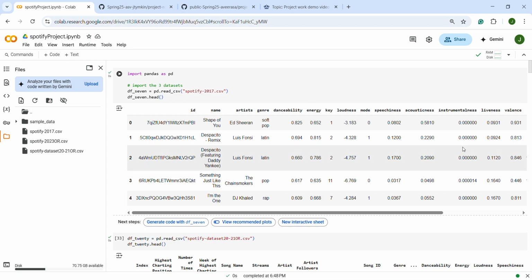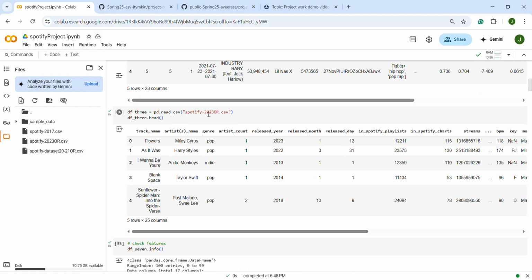Hello, my name is Justin Timken, and my project was observing Spotify data over a 7 year period. I mainly focused on the years 2017, 2020, and 2023.